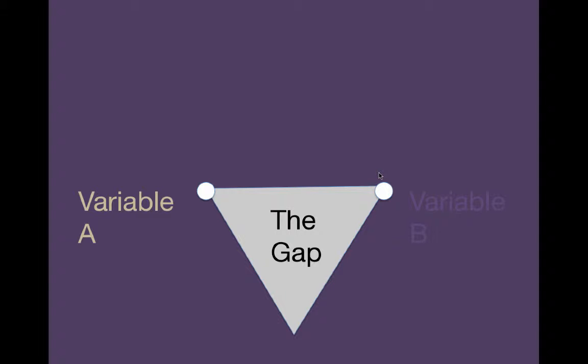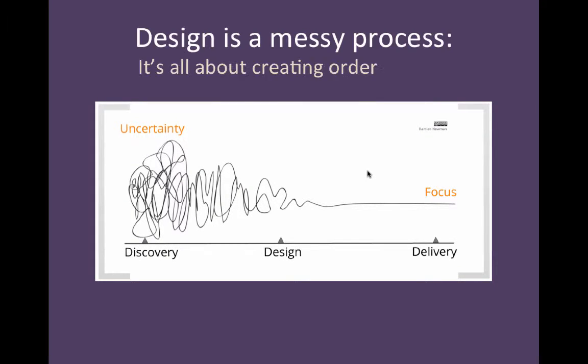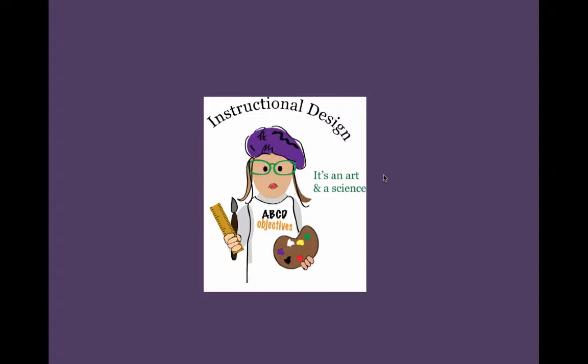Just knowing that there are expressed needs, felt needs, anticipated needs, point A's and point B's will give you some grounding and give you a good place to start. And remember, the path between point A and point B is never straight. Design is a messy process. It's all about creating order. Instructional design is an art and it's a science.